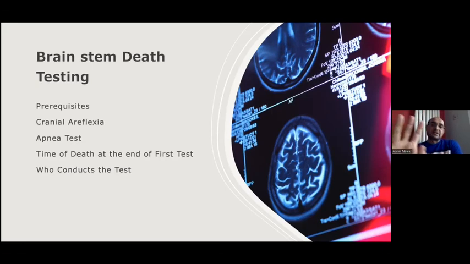After it has been established that the patient is on a ventilator, they subject the patient to an apnea test. In the apnea test, they pre-oxygenate the patient, and then they turn off the ventilator for at least 5 minutes. To see if there is a rise of CO2, they measure the blood gases, and they see if there is a rise of partial pressure of carbon dioxide.